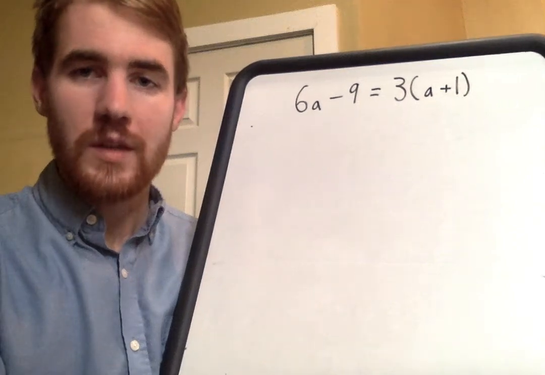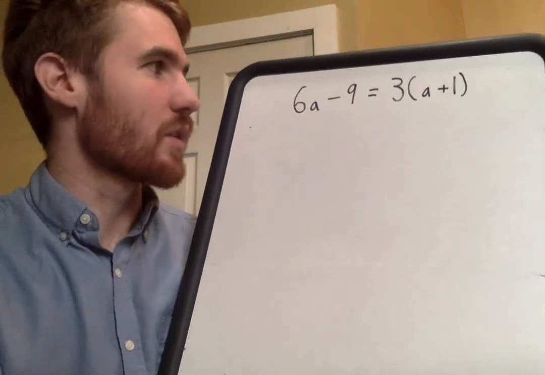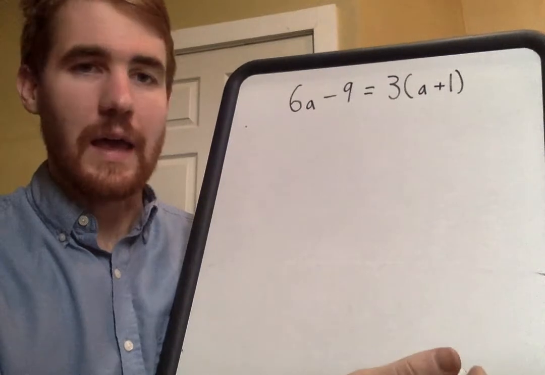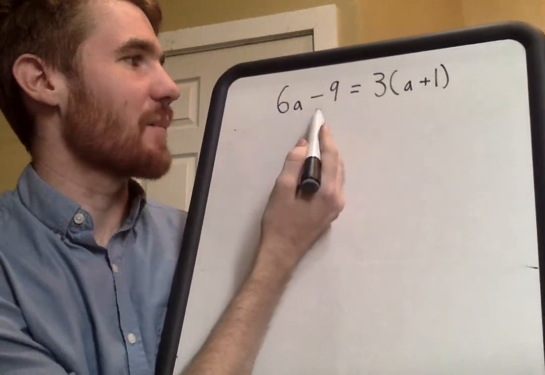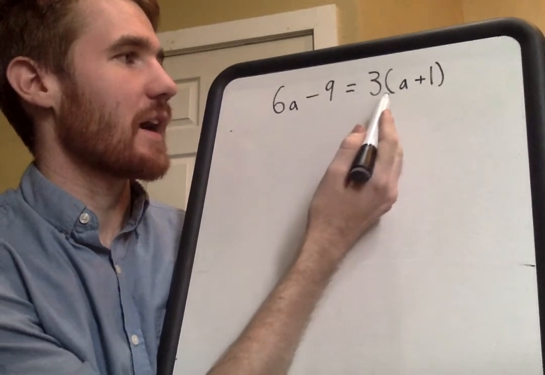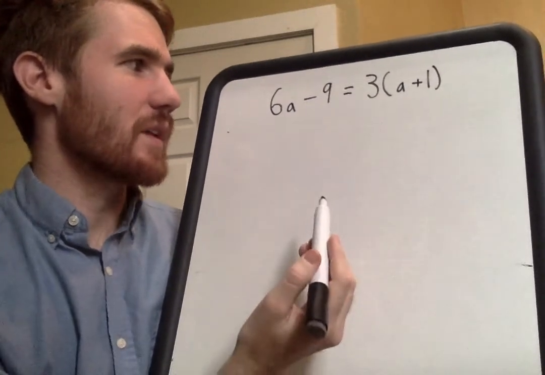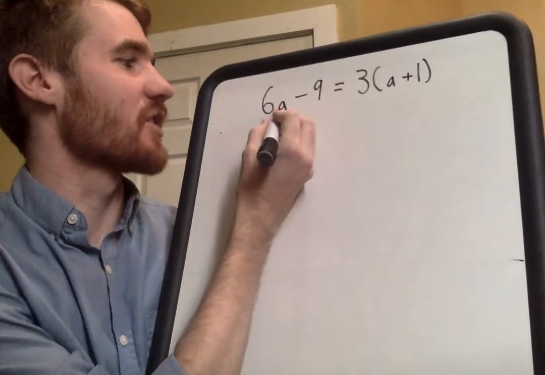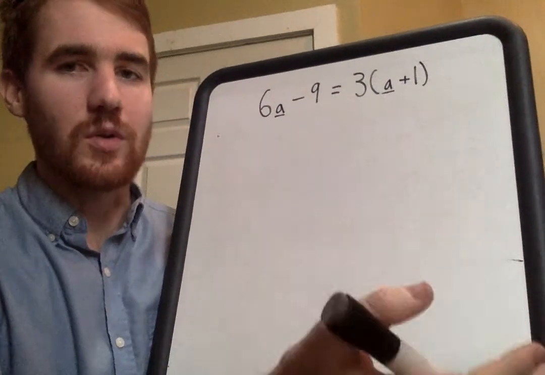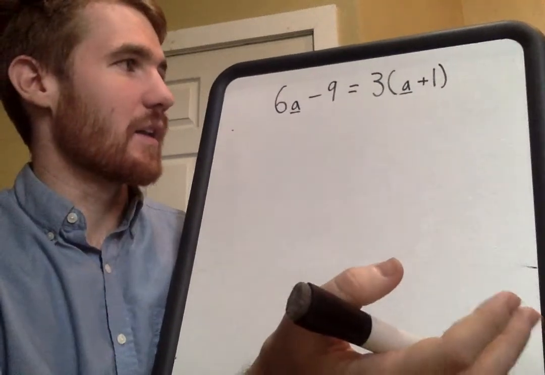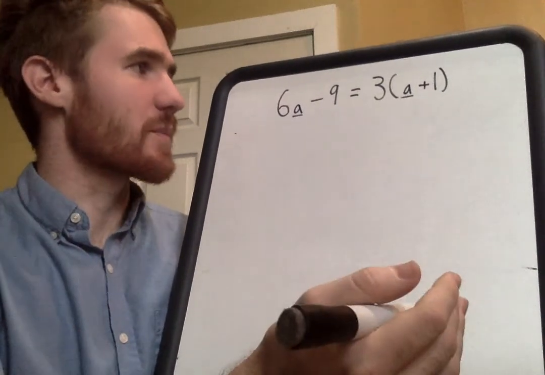Hello everyone. So in this video I'm going to be going over an example for how to solve an equation for a variable. So here we have an equation: 6a minus 9 equals 3 times (a plus 1). Now a in this case is the variable we are trying to solve for. So ultimately we want to figure out a equals something. And we're going to need to go through a few steps in order to do that.